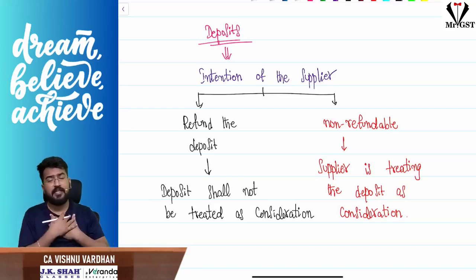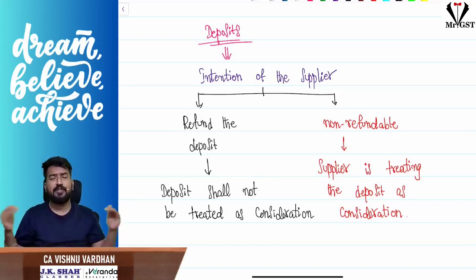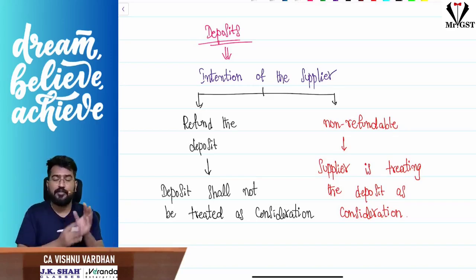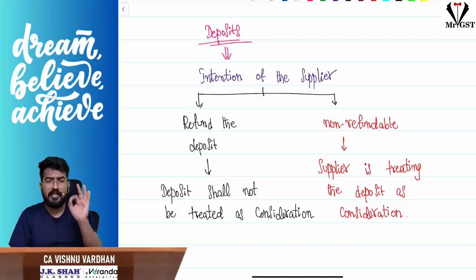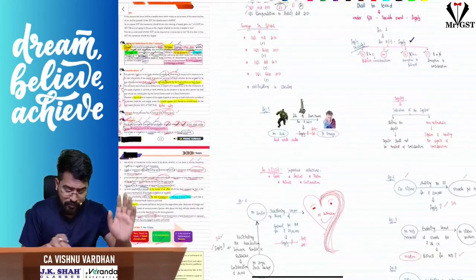No, sir, he has taken the deposit and he will be adjusting that in monthly rentals. That means his intention is to treat that deposit as a consideration. So if it is refundable, then he is not treating it as consideration, so it is not a consideration. If it is non-refundable and he is adjusting it, then it is treated as consideration. Okay, so deposits purely depend upon the intention of the supplier. Clear? Right. So with this, we are done with 7.1a fully.